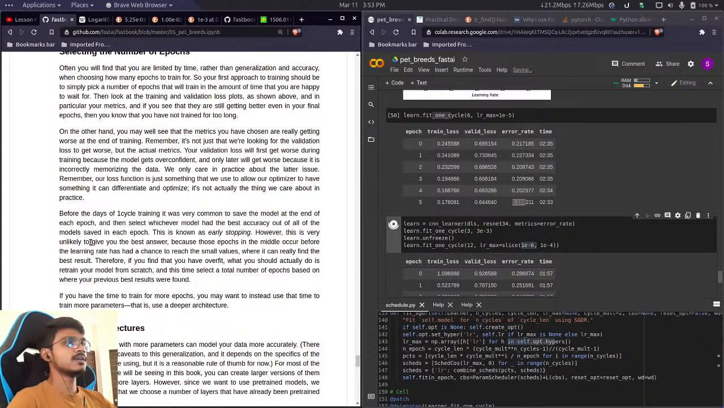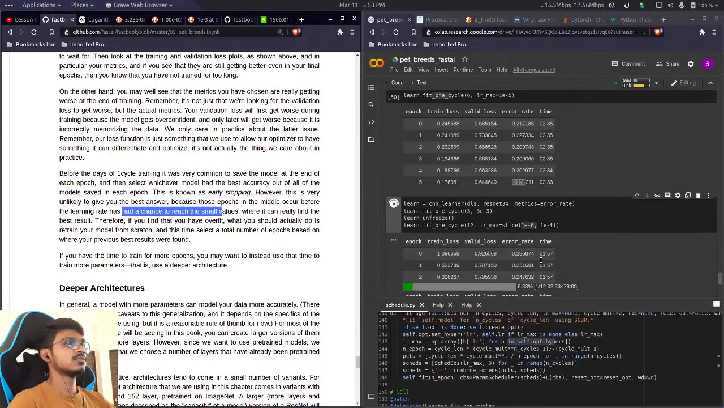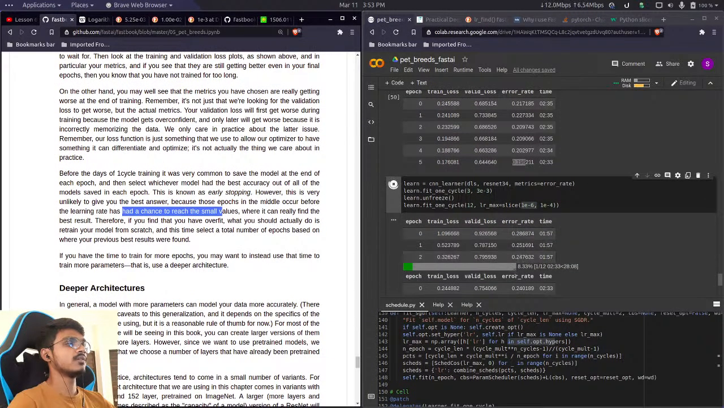However, this is very unlikely to give you the best answer because those epochs in the middle occur before the learning rate has had a chance to reach the small value, where it can really find the best result. So we know that we can find the best results after a few more epochs. And what does this mean? The learning rate has had a chance to reach the small values.